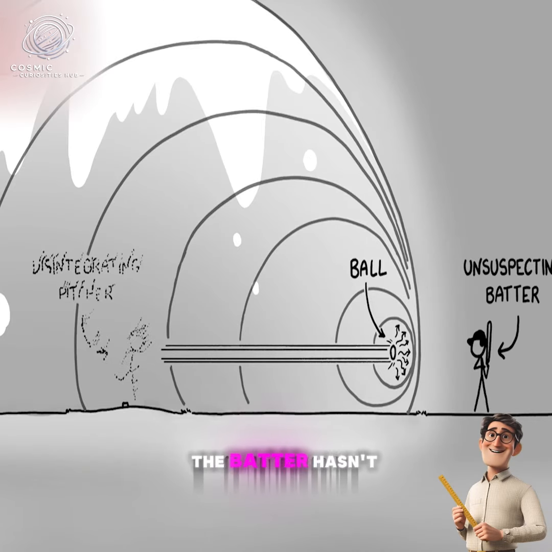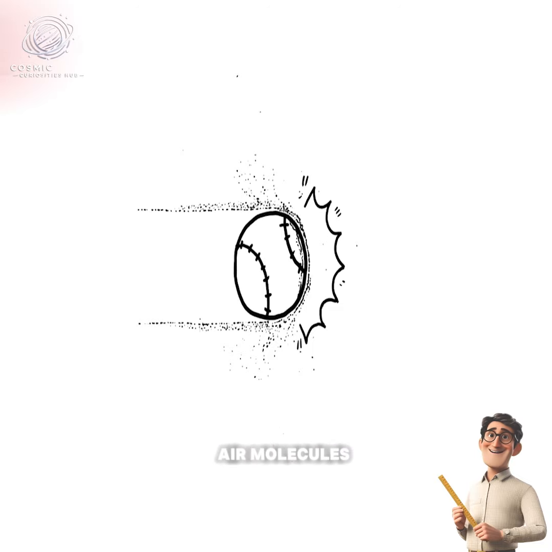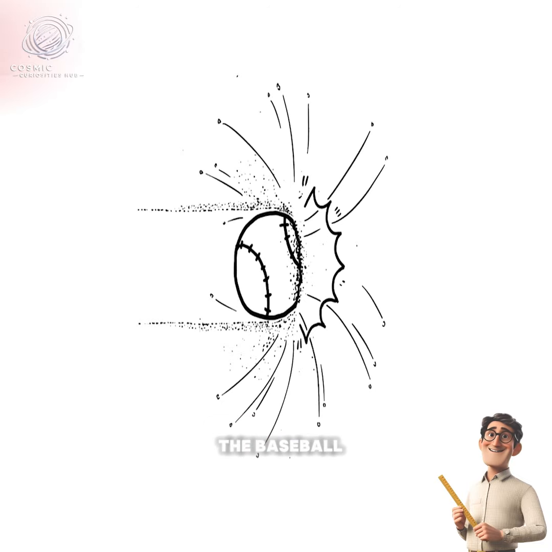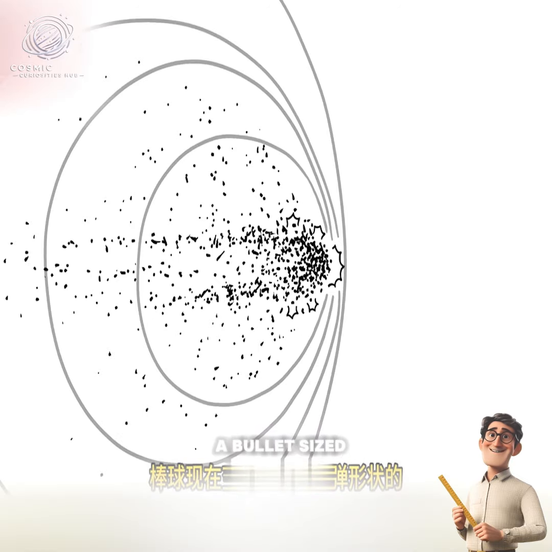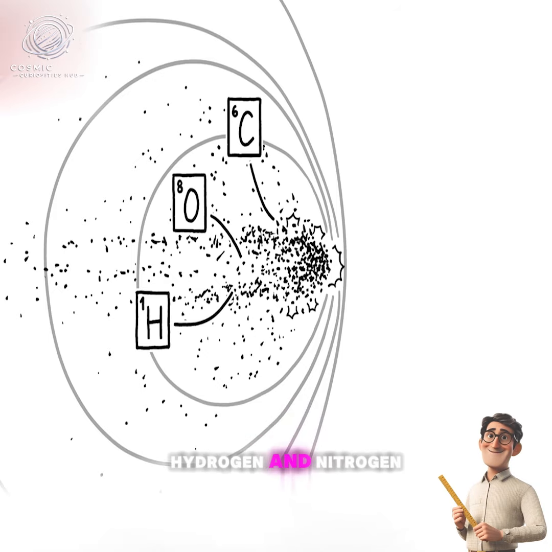At this moment, the batter hasn't even seen the baseball being thrown, because the light from the baseball being thrown is also traveling at 0.9 times the speed of light. The collision with air molecules will completely disintegrate the baseball. The baseball has now turned into a bullet-sized plasma bubble, mainly composed of carbon, oxygen, hydrogen, and nitrogen.